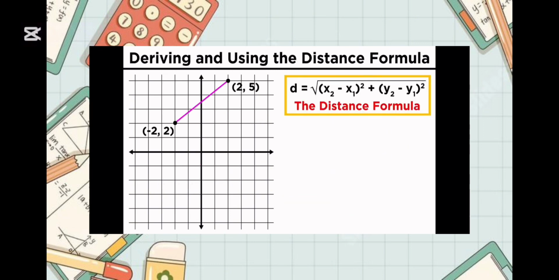Let's give it a shot. Take the points -2, 2, and 2, 5. What is the distance covered by the line segment that connects these 2 points? Well, let's take our x values and our y values and plug them into the formula.